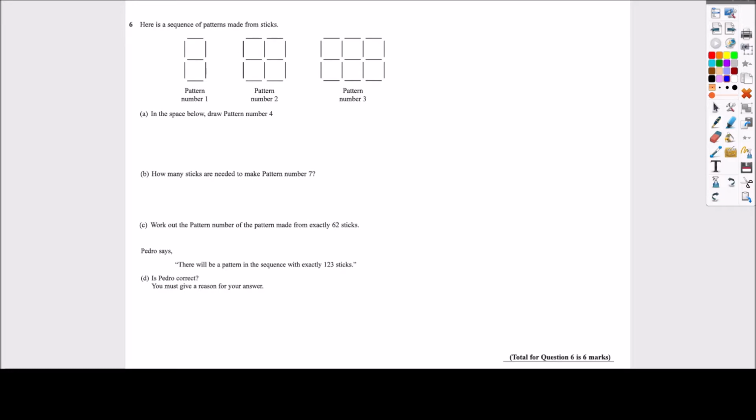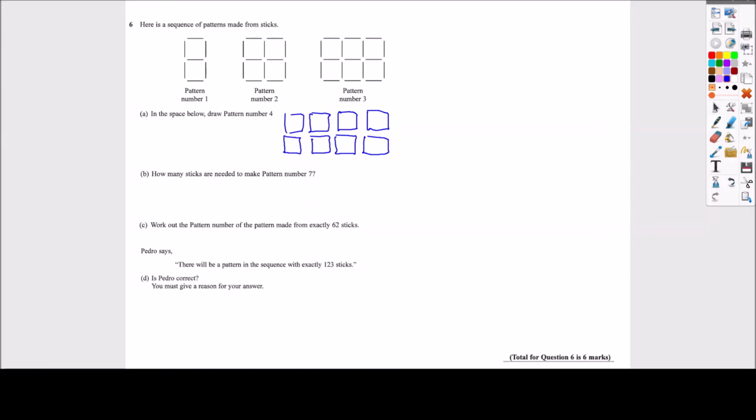Okay, so question number 6. So for part A, in the space below, draw pattern number 4. Now what we can see each time, we're just adding a couple of squares on the end, aren't we? We've gone from a column of just one above the other, then 2 above the other, then three columns of one above the other. So it's just going to be 4 above the other. So the pattern number 4 is going to be like that. Better if you can do it with the gaps in it. Okay, but that's pattern number 4.